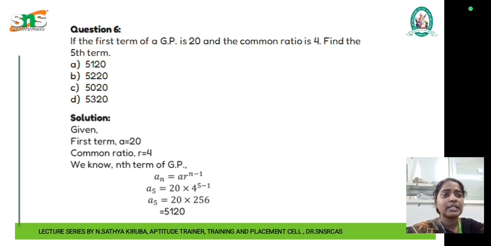Whenever it is a competitive exam or placement exam, you just have to remember what a geometric progression is, how the series goes on, and how to find the nth term and the sum of infinite and finite terms. So have this in your mind.